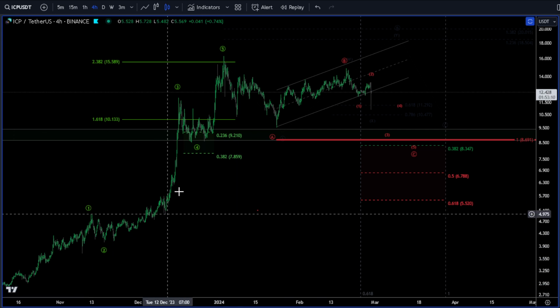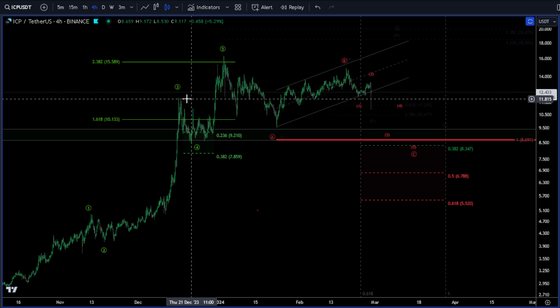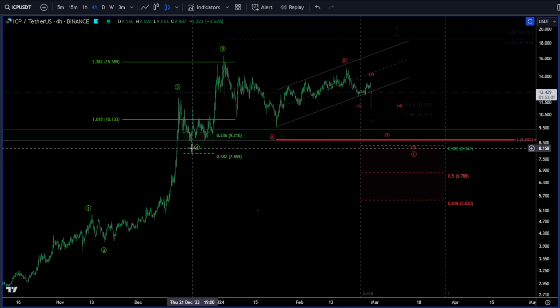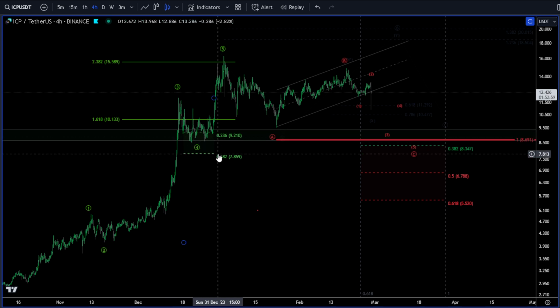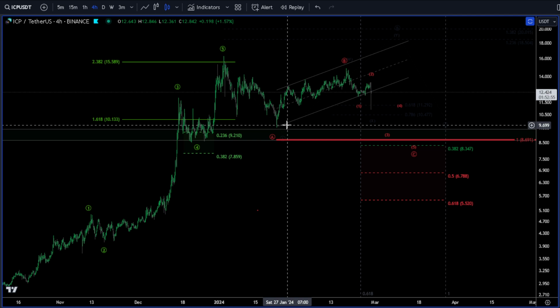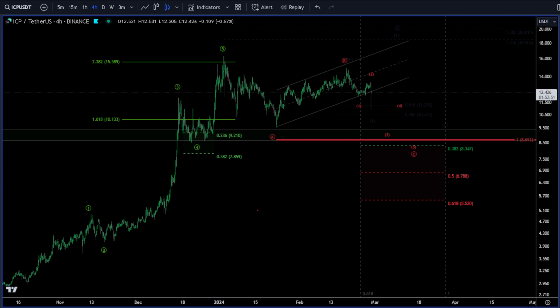I'm on a 4-hour chart and I just wanted to refresh your memory. We had a nice 5-wave move to the upside. Our third came just past our standard targets for our third at the 1.618. We had a nice light retrace for our fourth wave between the 236 and the 382 retracement of the third wave. And then we got our fifth wave extension to the 2.382. So almost an ideal 5-wave impulse.